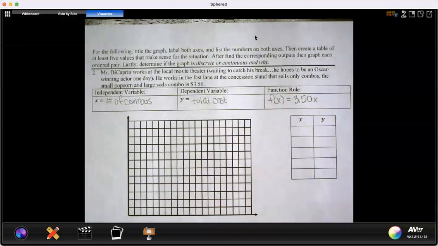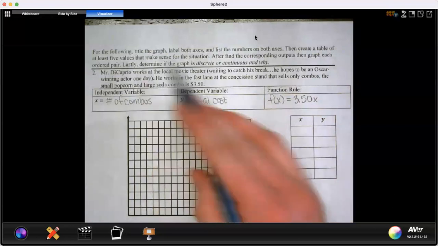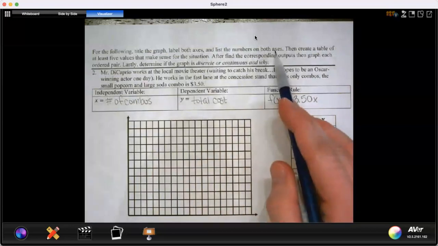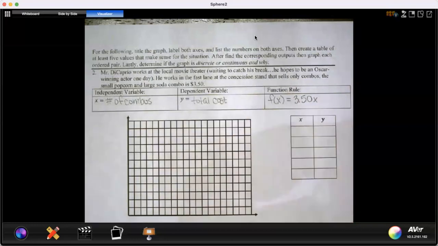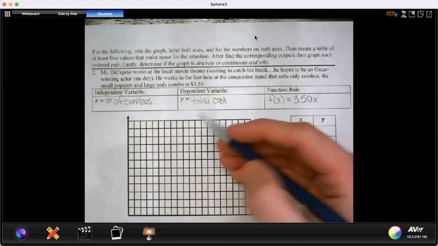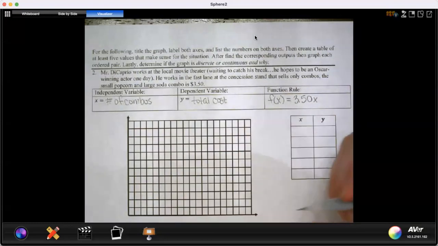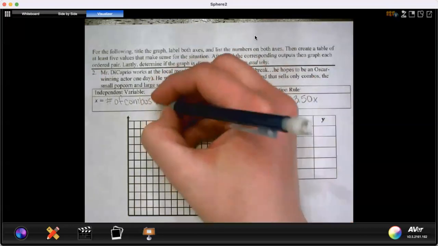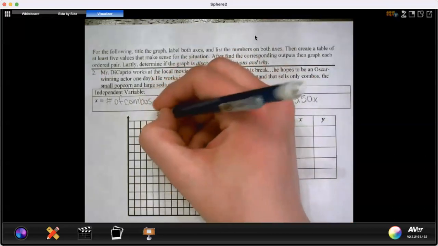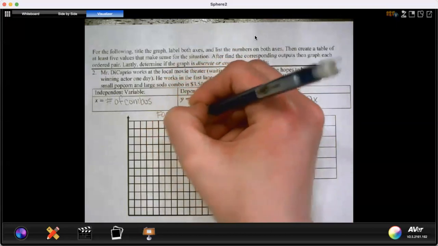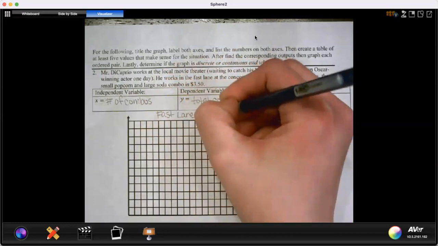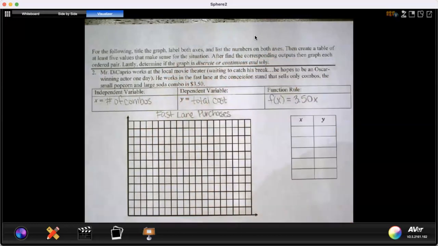Okay. Let's go ahead and start off with what we need to set up our graph. So first we want to title the graph. And you can title the graph anything you want. We could talk about how it is Mr. DiCaprio's work. You could talk about how it is the concession stand at a movie theater, lots of different things. But in reality, it's really talking about this fast lane purchases. Because if the fast lane only sells this combo, this is what we're talking about.